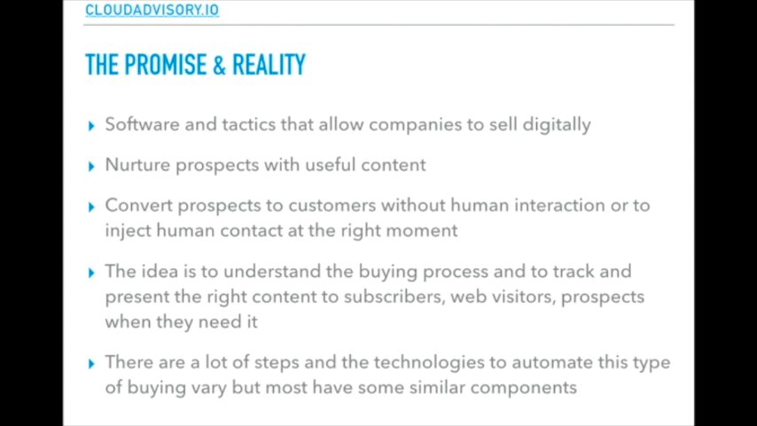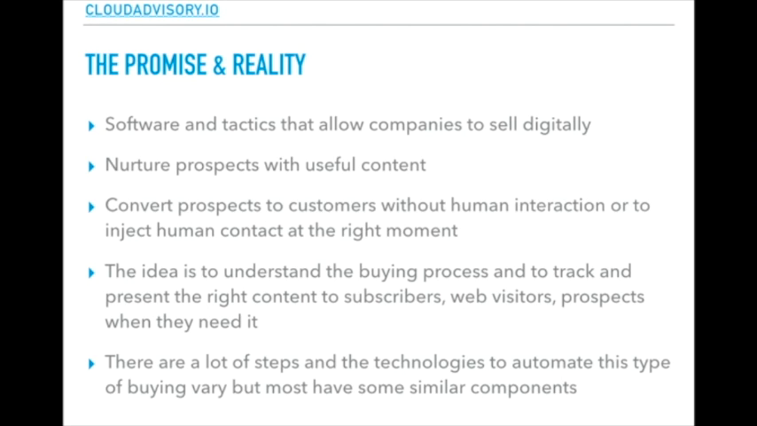So, what's the promise and the reality? Let's talk about what the idea behind marketing automation is: that you use software and tactics that allow you to essentially sell digitally. Most automation really occurs, however, at the nurturing stage. The idea being that you nurture prospects with useful content to step them through their customer journey on your channel or platform. So when someone's out there researching a product or service or a problem that they have and looking for a solution to it, the idea is that they will find your content through one of the different traffic sources that were mentioned.